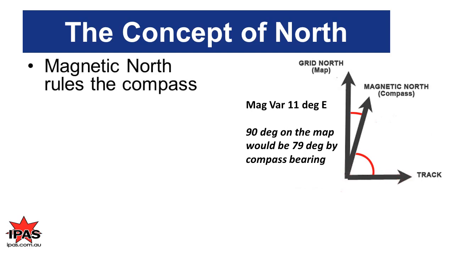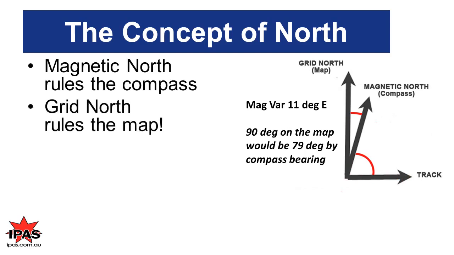So the important thing to remember there is magnetic north rules the compass, grid north rules the map. So as we are using our compass, it's pointing to magnetic north, not grid north. And when I'm using my map, the north on the map is actually grid north.